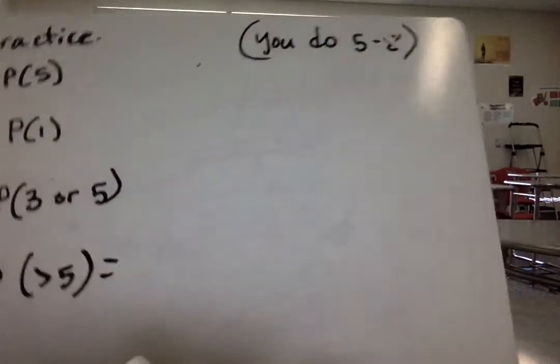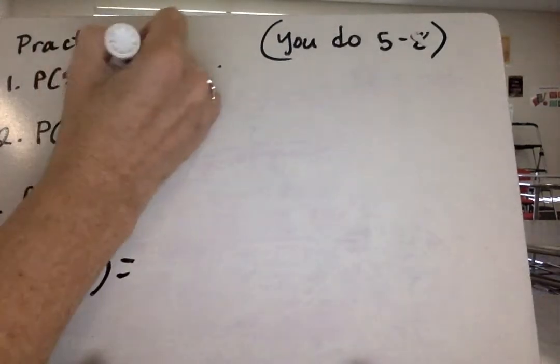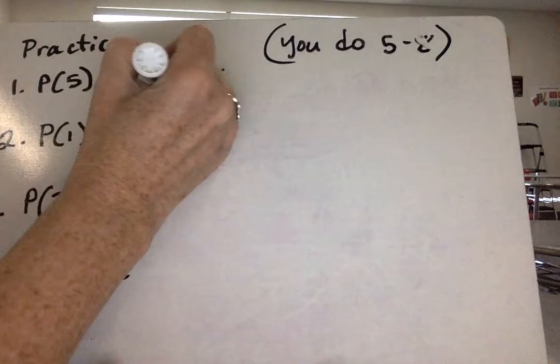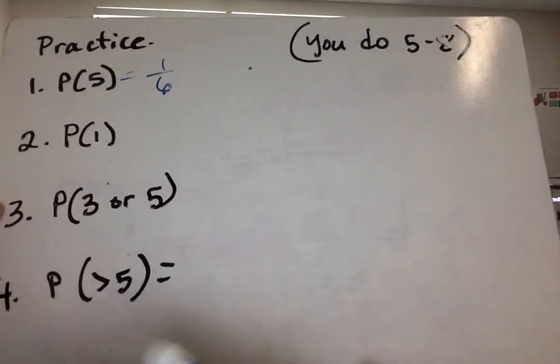Okay, so if you have that spinner and it has 1, 2, 3, 4, 5, 6, what is the probability of getting a 5? Well, there's 1 five out of 6 possibilities. Okay, so there's my fraction. Fractions are slightly easier at this point.